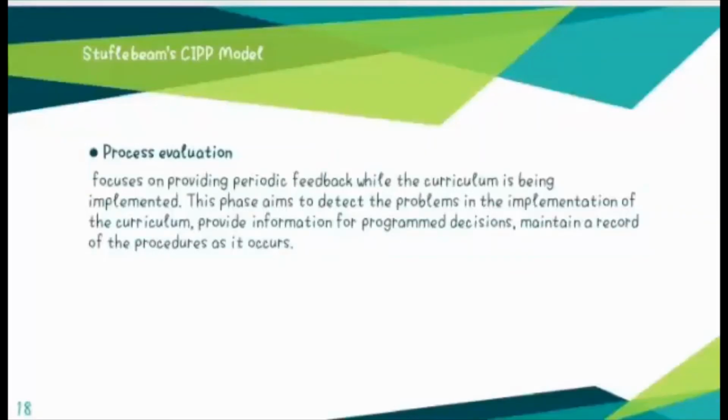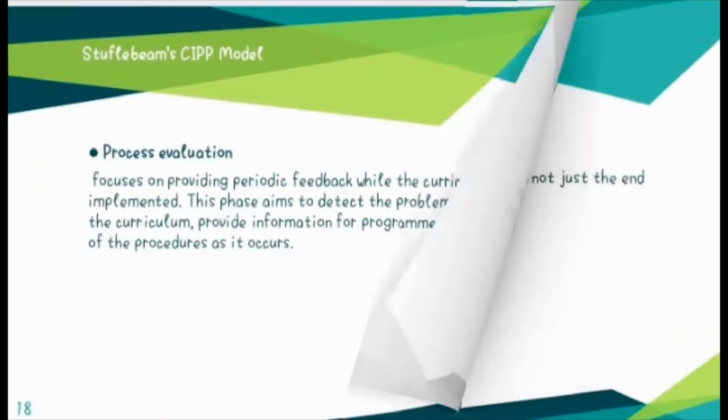So for the continuation of the report about Stufflebeam's CIPP model, let's proceed to process evaluation. Process evaluation focuses on providing periodic feedback while the curriculum is being implemented. This phase aims to detect the problems in the implementation of the curriculum, provide information for program decisions, and maintain a record of the procedures as it occurs. So basically, process evaluation is where the curriculum is being monitored and evaluated.